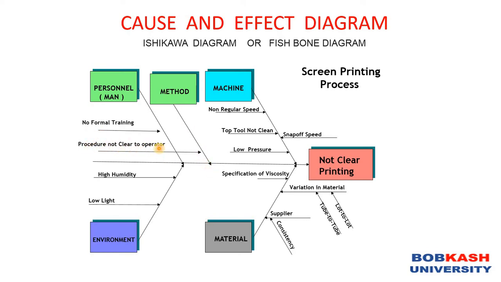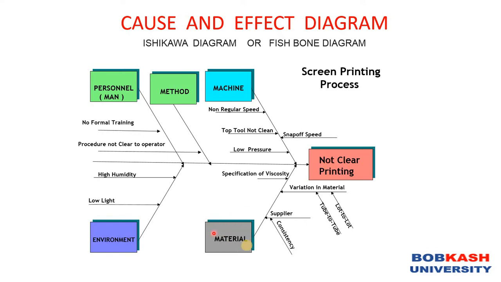Procedure not clear to the operator. So we found out that the operator who was working on the line, the procedure was not clear to him. What are the reasons? Under the man category, or the resource or the people category, there was no formal training given to the operator. It was maybe only verbal training given by the supervisor. So this is the cause because of which this problem, or the effect, was created.